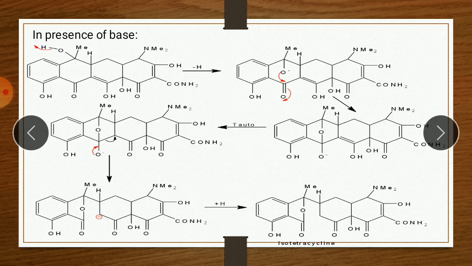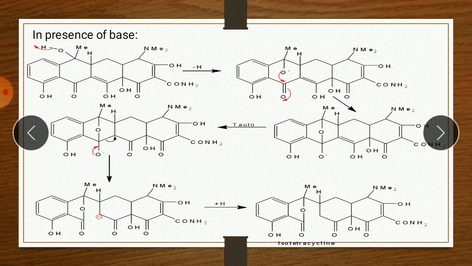Similarly, in case of bases, bases promote reaction between the 6 hydroxyl group and the ketonic group at the 11th position, causing the bond between 11 and 11a to cleave, forming the lactone ring. The lactone ring is found in inactive isotetracycline. So here again there is involvement of the hydroxyl group on the 6th position.